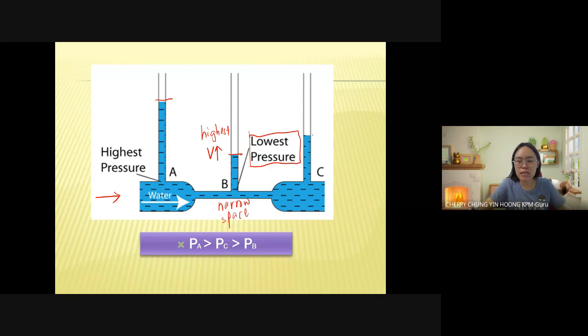Then C 会比 B 高，因为在 C 它这一边呢，你看它这边两边，它不是在 narrow space 了，它已经是 normal 了。可是因为它是在 ending part 这边，ending part 呢，你的 velocity 会比较高一点。So 你的 pressure 会比较 low，but not as low as B，B 是最低的。所以 that's why 你看它的 pressure 是 A 是最高，then followed by C and B is the lowest one because of the narrow space.